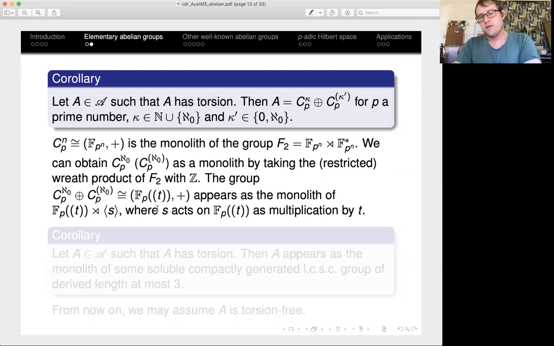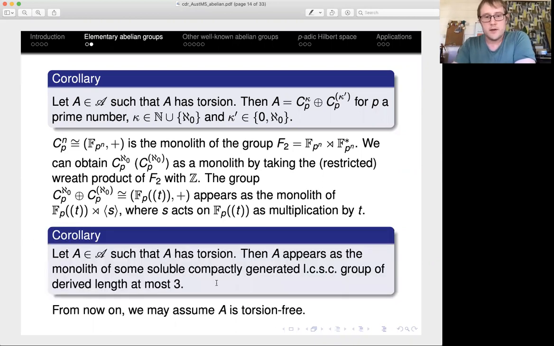So it's a very natural kind of abelian group to consider. Okay, so then we've sorted out the torsion case. And so from now on, we can assume that our group is torsion-free. That is, every element has infinite order.